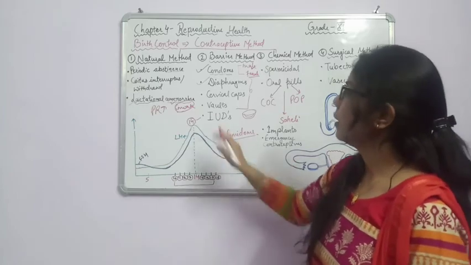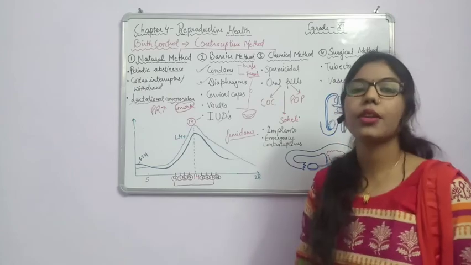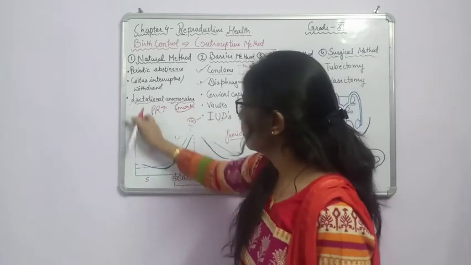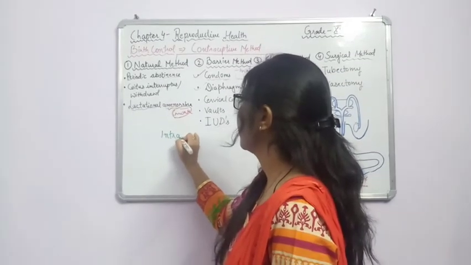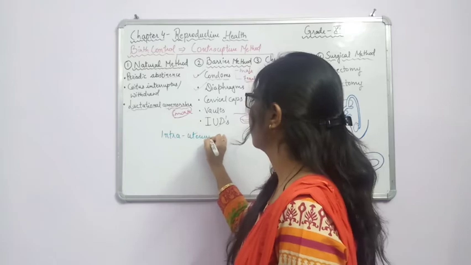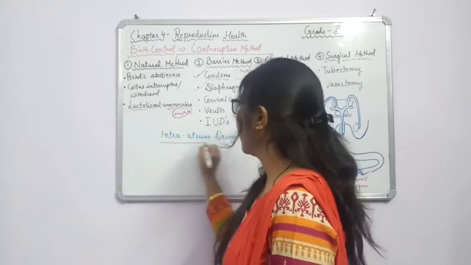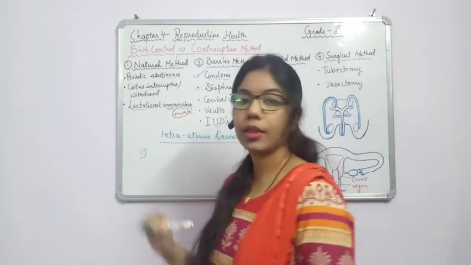Now, another method is the IUD. This method is very important. Intrauterine devices. So now we'll start with the IUDs. What are IUDs? Intrauterine devices. This question is very important. So how many types of IUDs are there? Three types of IUDs are there.